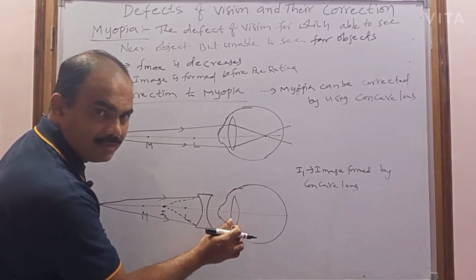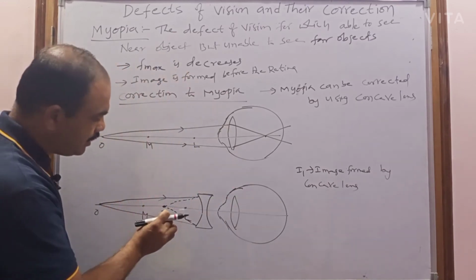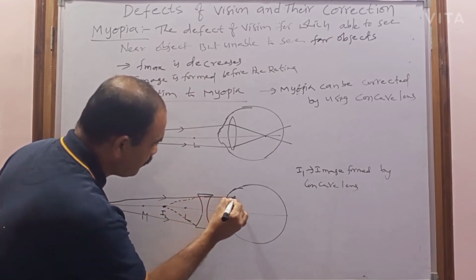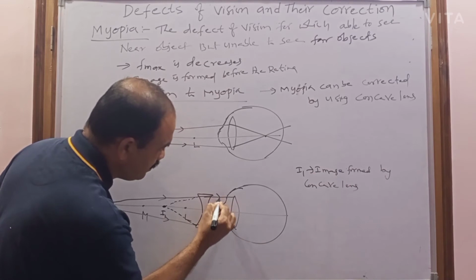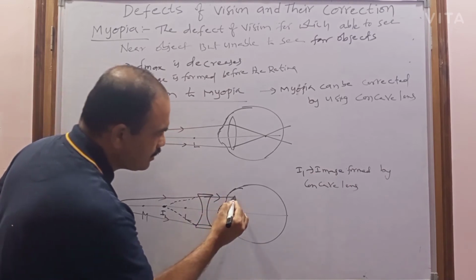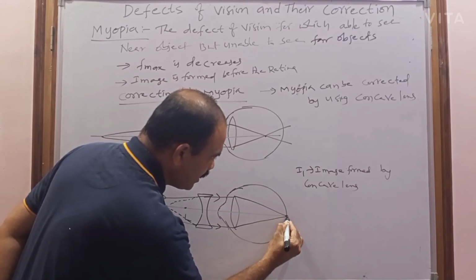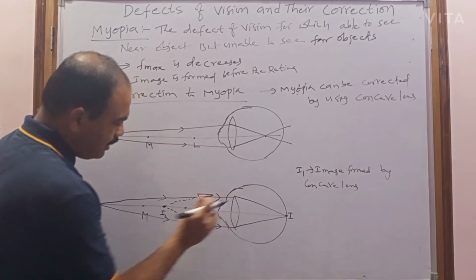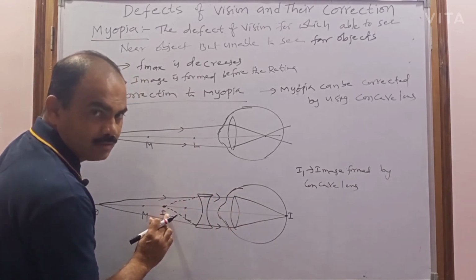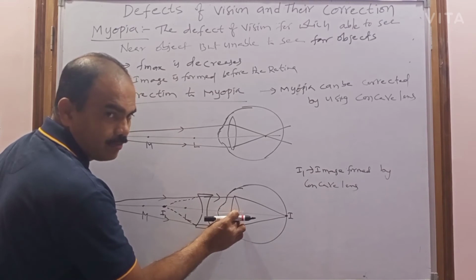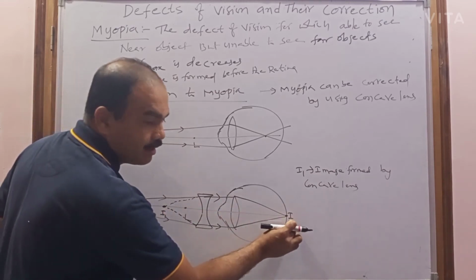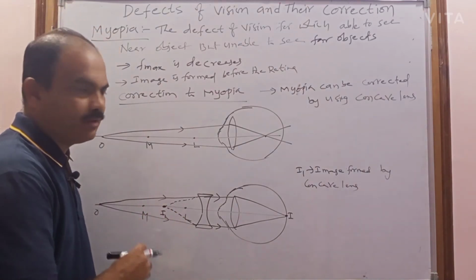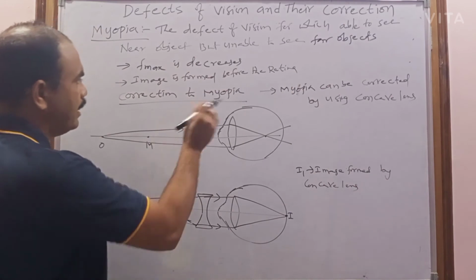Now our eye lens, the eye lens of that myopia person, can form the image of this I1 where? On the retina. I1 can act as an object for our eye lens, and the eye lens forms the final image on the retina. So in this way we can remove the myopia, or we can correct the myopia.